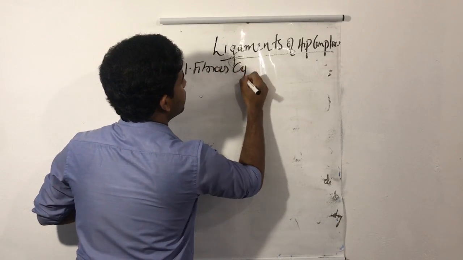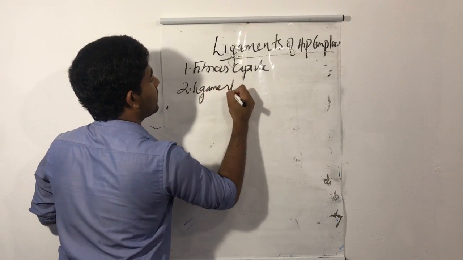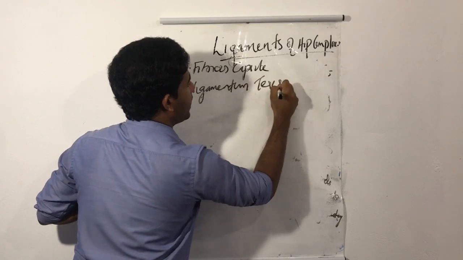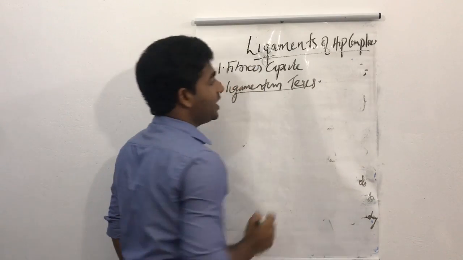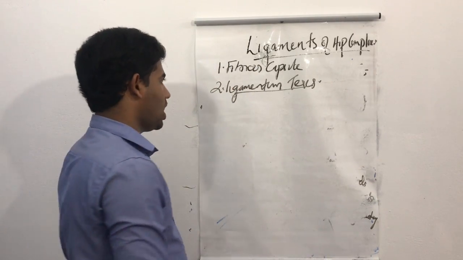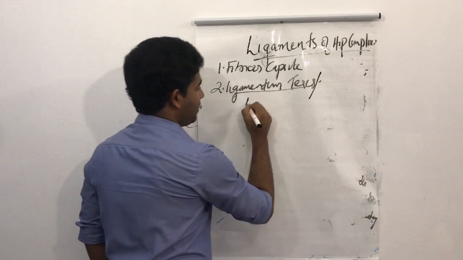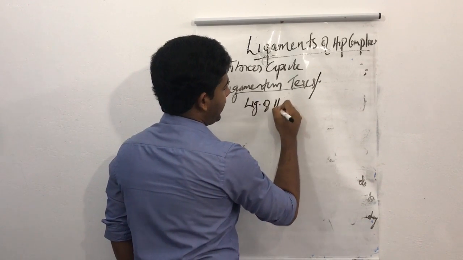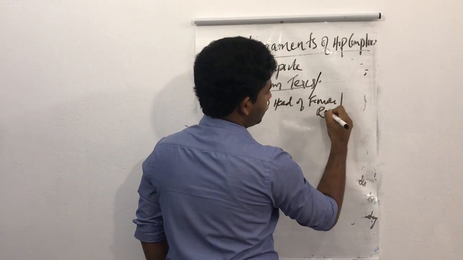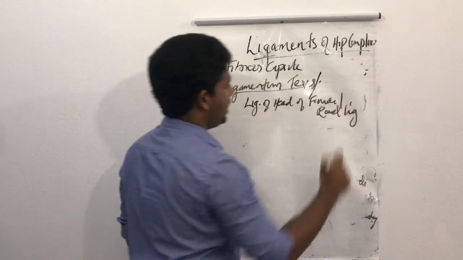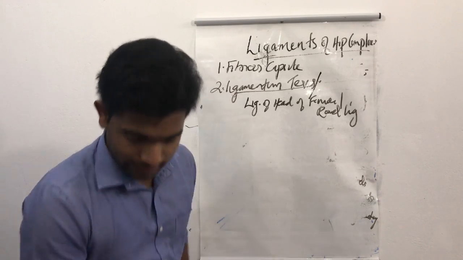So the first structure, the fibrous capsule, is over. The second structure is the ligamentum teres. Before that, just have a quick refreshment. The second one is ligamentum teres, also known as the ligament of the head of the femur, or round ligament. So three names: ligamentum teres, ligament of the head of the femur, and round ligament.